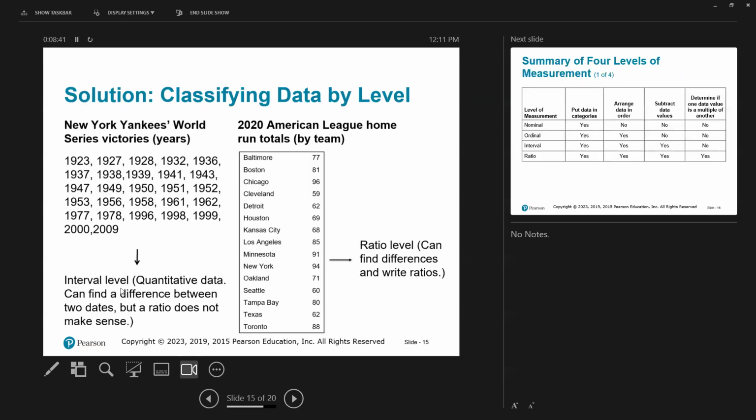So the first one is interval level because it's quantitative and you can find the difference between two dates, but the ratio does not make sense. The second data set is called the ratio level. You can find the differences and you can write the ratios between them. So for example, the smallest one is, I believe, 59 with Cleveland, and the highest one is New York with 94. If this one was like 50 and this one was 100, you could say, oh my God, New York almost doubled Cleveland. So this is ratio level data.